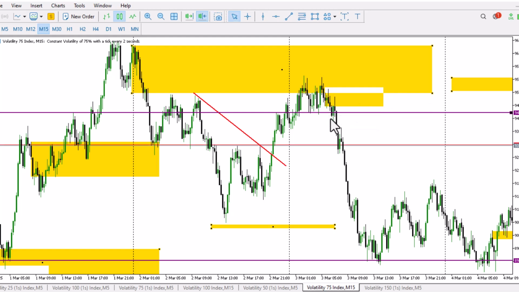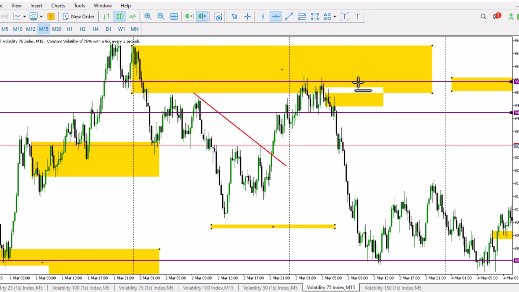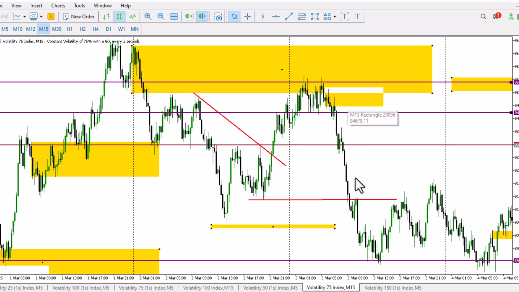So you mark it, price breaks and goes back into the order block again, and when it does, you are going to put your stop loss above here. Price goes back into the order block and you move away like that. So this is how price is doing it, this is going to be your take profit, and this is going to be the move that you take.